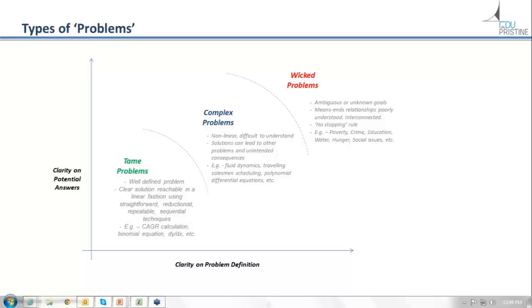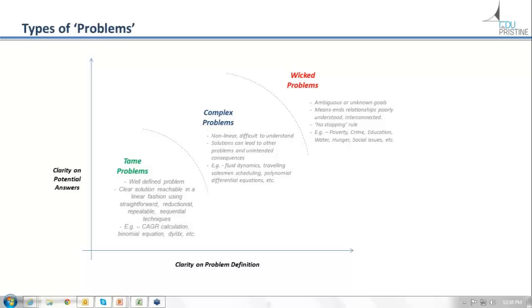I don't know if that makes sense. I would agree with you. So my only point was that from ambiguity, which is there in the complex problem, unless you get to some kind of a definitive answer, which you would get in a tame problem, it would be difficult to take decisions. So I would agree with you.